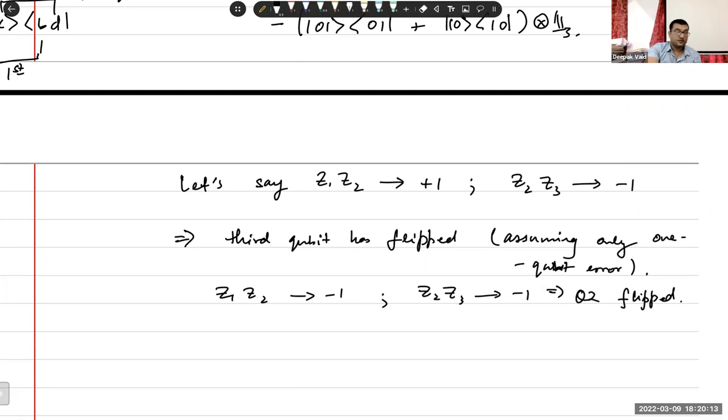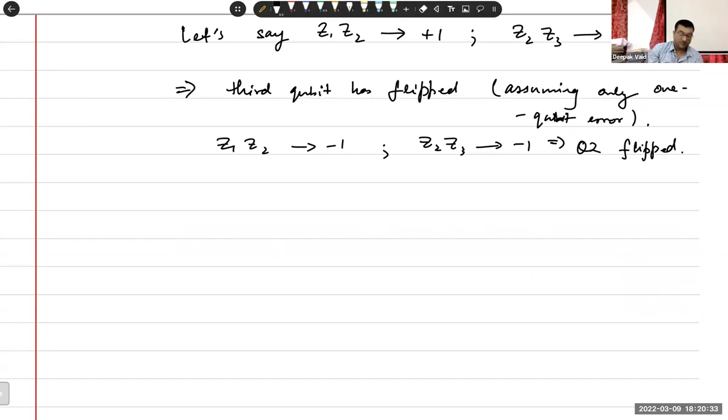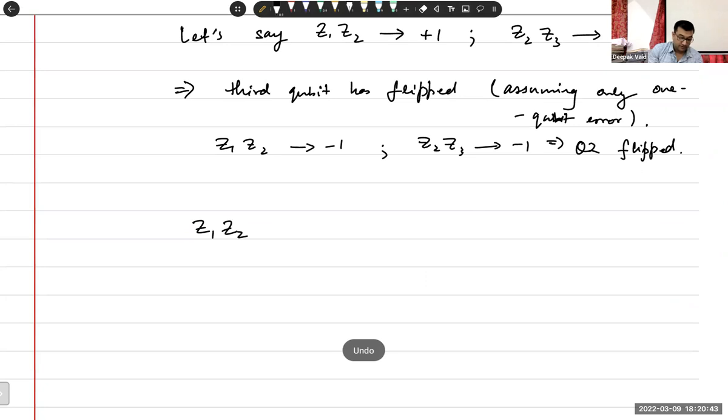Okay. Now, again, one might ask, in doing all these measurements, am I not destroying my state? Okay. So let's look at what happens when you take one of these measurements and act on the state. Okay. So if you take Z1, Z2, right? And you act on the state alpha, well, let me just say 0, 0, 0 plus beta 1, 1, 1, right?